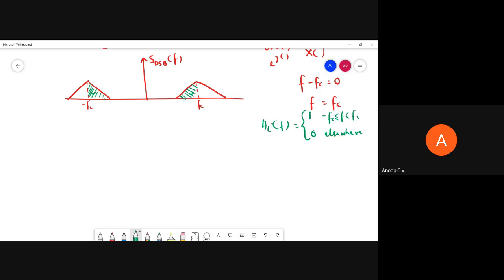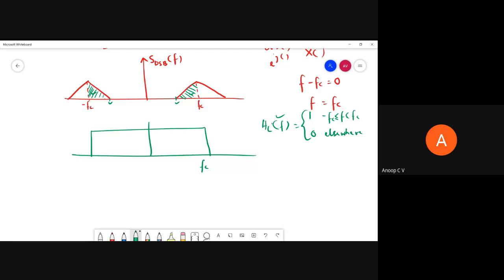Either I can have a band pass filter which allows from fc minus w to fc plus w. But instead of that, as we don't have any content from here to here, I can use a filter like this. If I draw that, I think you will get a better idea. My filter should be something like this.